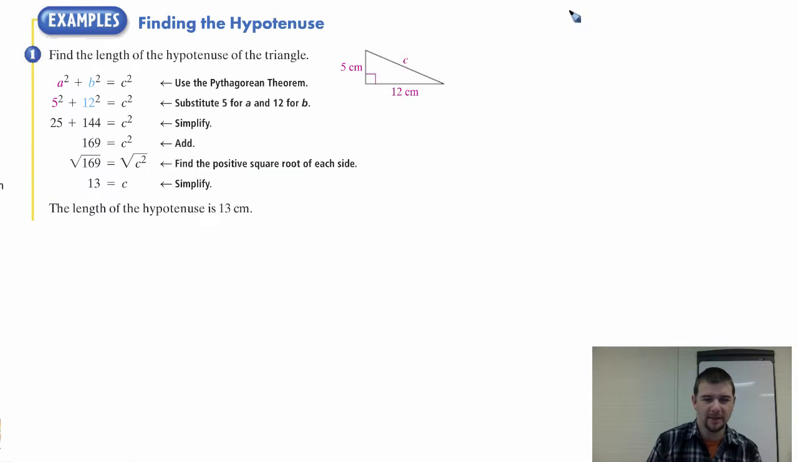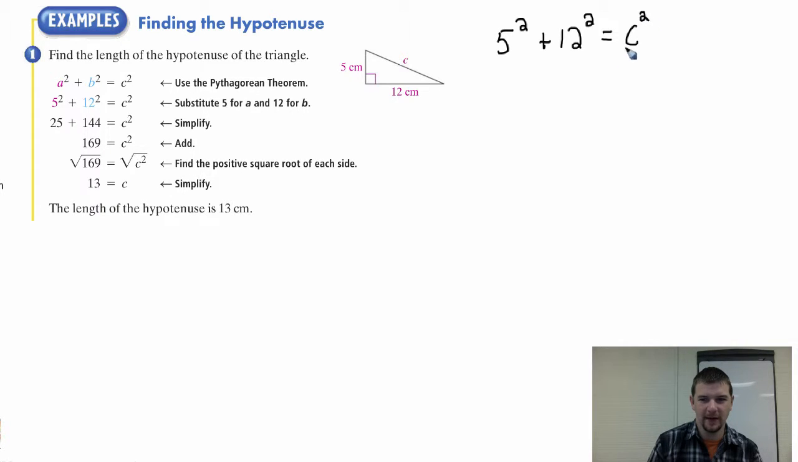A squared plus B squared equals C squared. Now, we need to let one of our legs equal A and the other equal B, but since addition is commutative, meaning we can add in one direction or the other and still get the same result, it doesn't matter which is which. So I'm going to let 5 be A, so 5 squared plus 12 squared equals C squared.